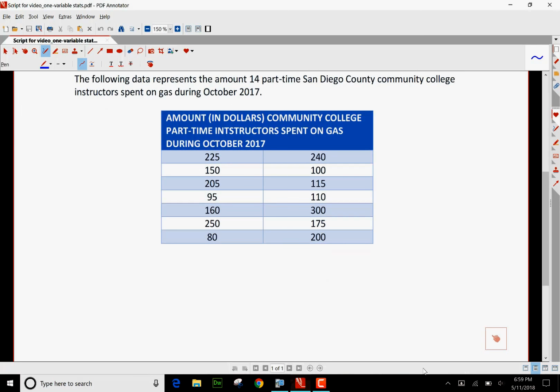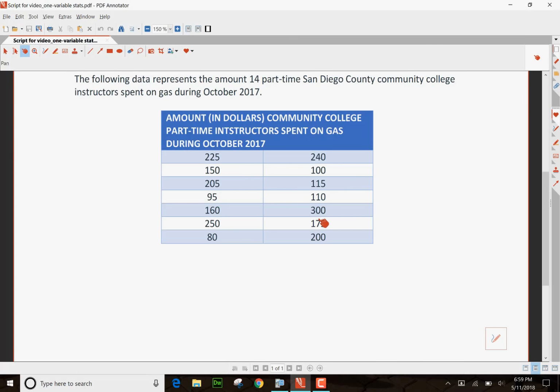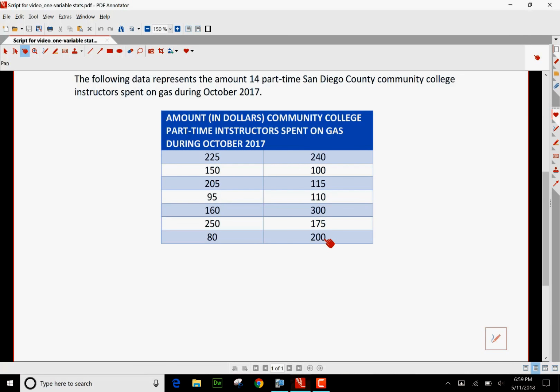So, grabbing our graphing calculator, this is considered to be raw data. I made this in 2 columns just so that you would find it easier to read. So this table here is in 2 columns just to make it so it's not one long column. The only variable is how much money these different instructors spent on gas over the month of October in 2017.